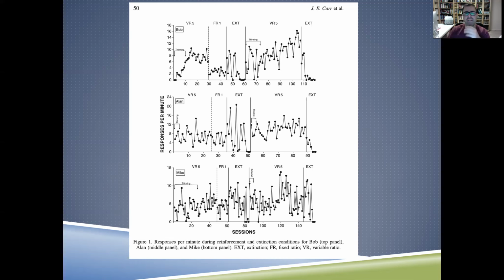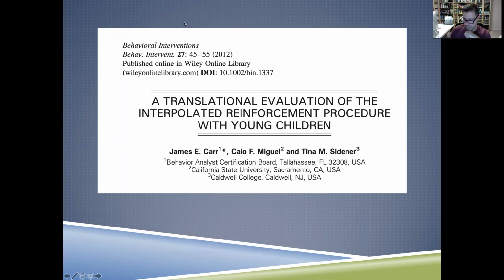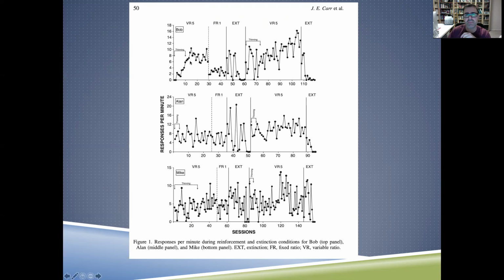So as you can see, let's look at the top panel here for Bob. We put the behavior on a variable ratio reinforcement. So behavior wasn't occurring very much. Then we started giving reinforcement, and I don't remember what it was. I think it was like praise we're giving to the kids. And as you can see, behavior increases, and it stays pretty stable at about 6 to 10 responses per minute. So this is the problem behavior, or simulating problem behavior, on a variable ratio 5.